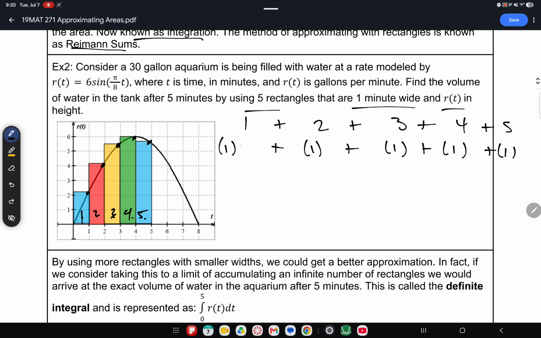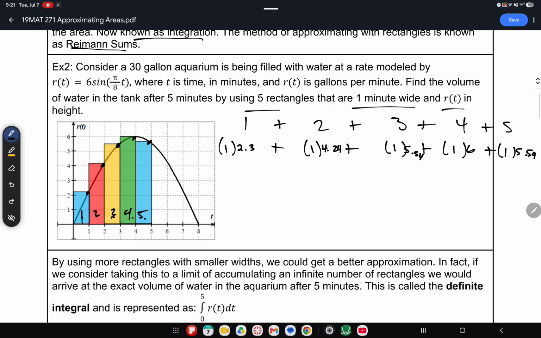So at 1, I get, and I'm going to round, it doesn't say, so I'm going to do 2 decimals. So 2.296, so that actually would round to 2.3. Let's do 2. It's going to round to 4.24. If I do 3, I get 5.54. If I plug in 4, I get 6. And if I plug in 5, I get 5.54.